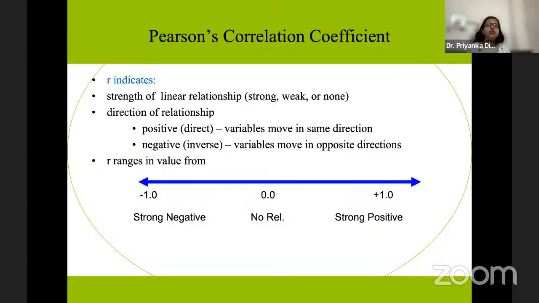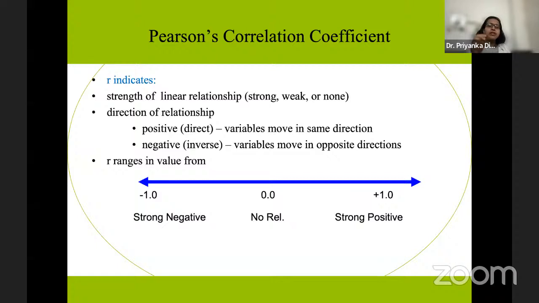Other situation could be you are getting values towards +1. What does it indicate? X and Y are positively related, a direct relationship. If X is increasing, Y is also increasing in the same direction. And the relationship is strong.